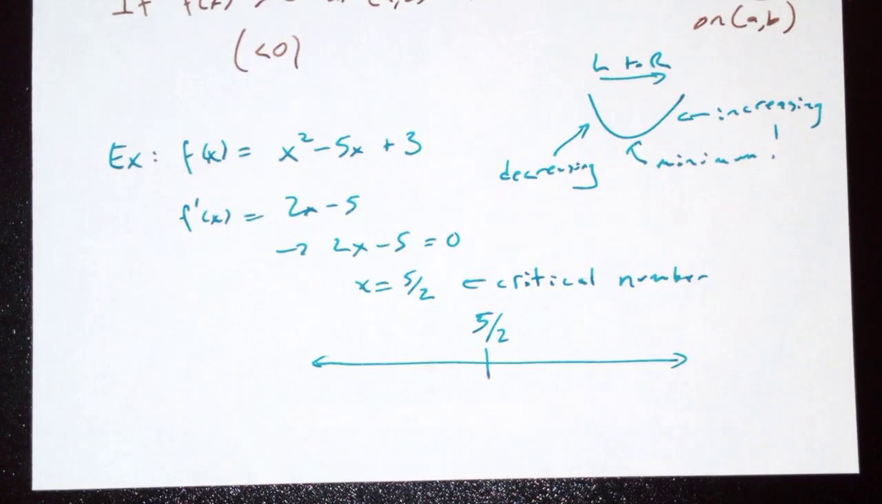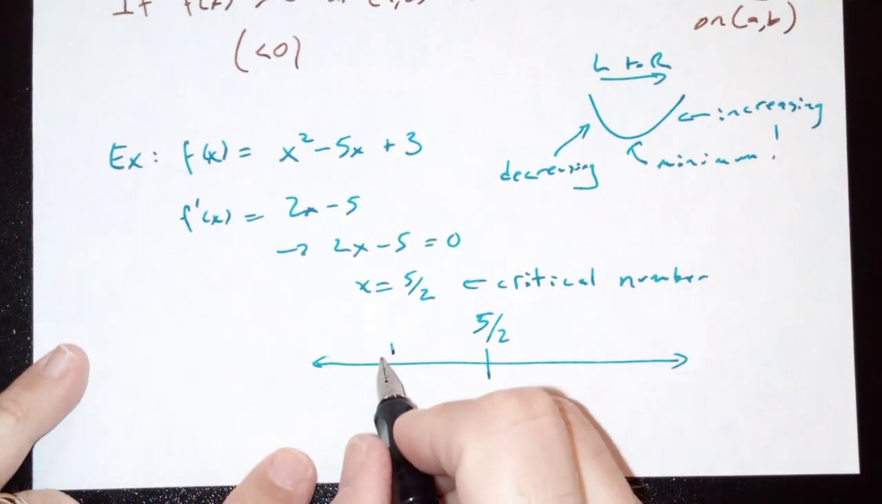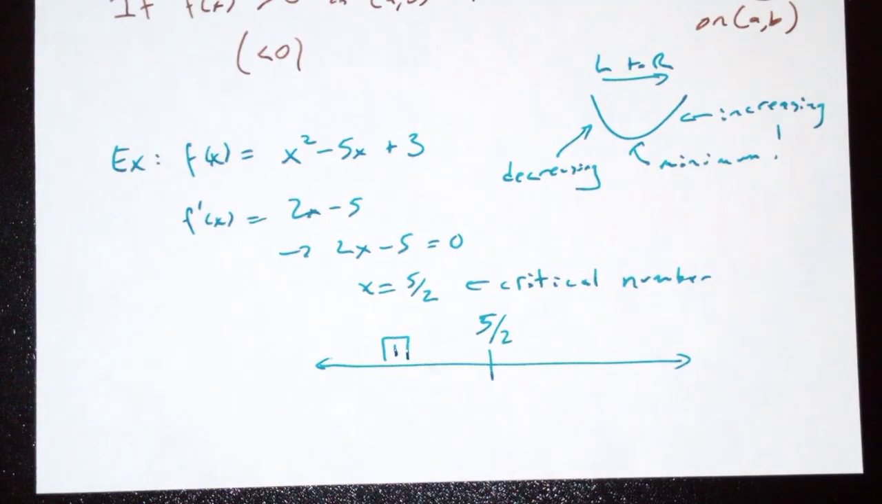I need you to give me a number that is less than 5 halves. Any number less than 5 halves. 1. I'm going to put that number over here. I'm going to put it in a little box. I'll deal with that in a second. Let's do the same thing on the other side. Give me a number that's bigger than 5 over 2. 3.